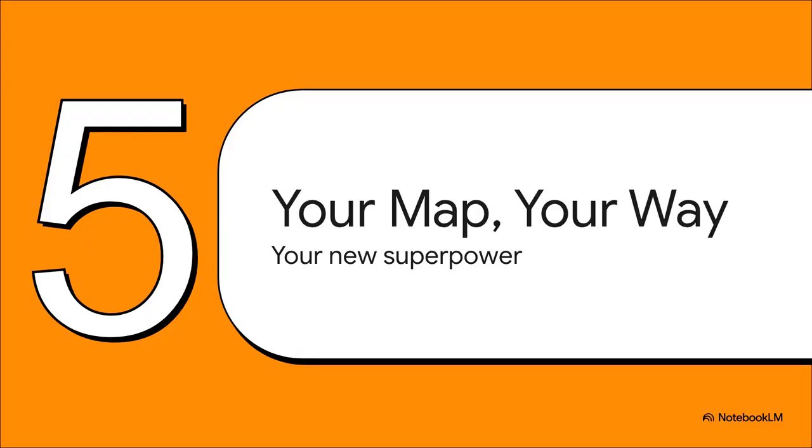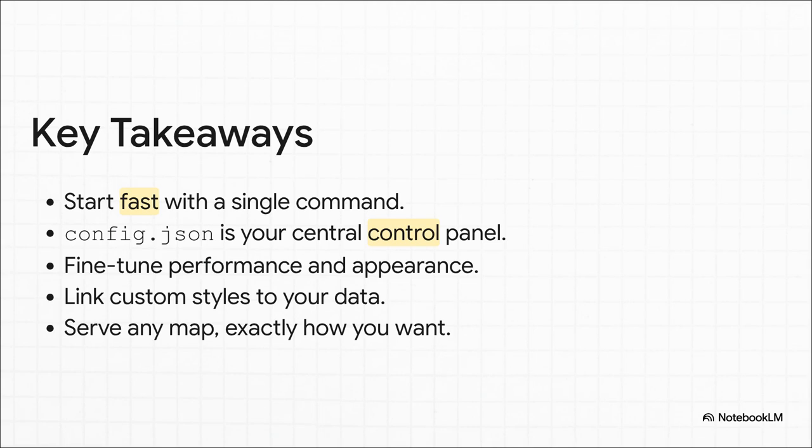Okay, let's bring it all home. This is all about your map, your way. Let's just quickly recap the new superpower you've basically just unlocked. So, what are the big takeaways here? First, you can start crazy fast with just one command. Second, that config.json file, that's your command center for everything. Third, you can fine-tune it all, from performance to tiny visual details. And most importantly, you can connect your own styles to your own data.